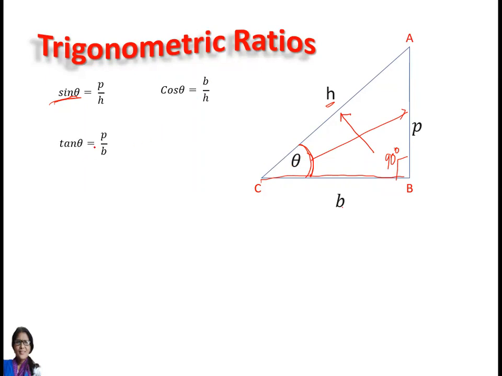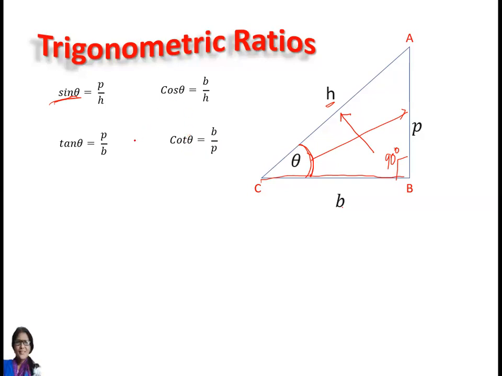Next, third, tan theta. It is perpendicular by base. That means if you measure AB, measure BC, you will take a ratio. That constant is called tan theta. Similarly, if you take base BC upon AB, you will find a constant ratio for any angle. We call it cot theta.